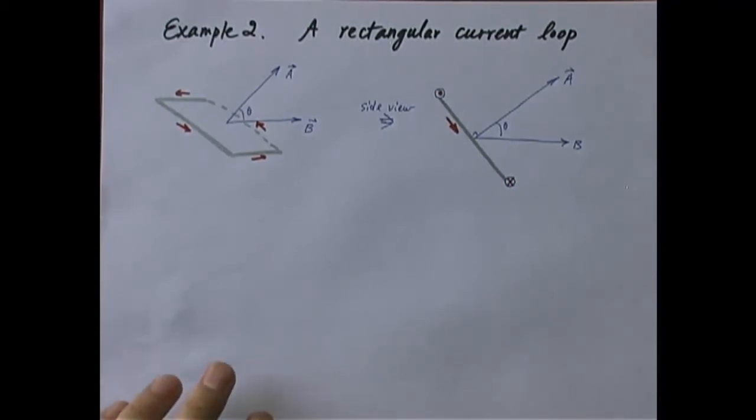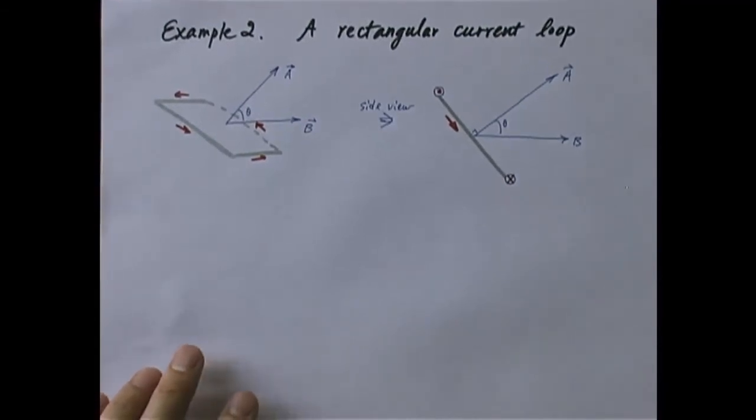Now, I want to calculate the net force and the net torque on this 4-segmented rectangular loop. We know the net force equals 0, we just want to verify that. But what about the net torque? That is the more interesting part of it.